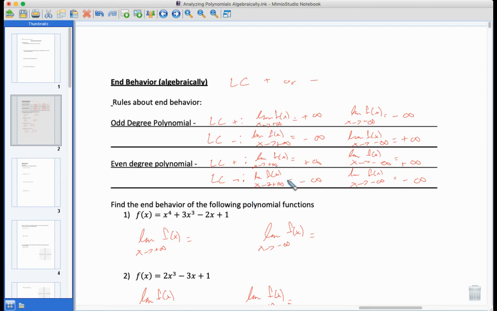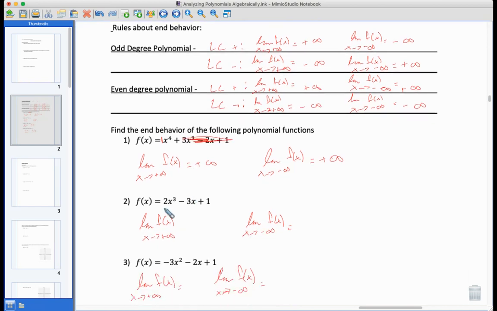Okay. So using these rules, we can very easily determine the end behavior of a polynomial without even knowing what the graph looks like. In this first one, f of x is x to the fourth plus 3x cubed minus 2x plus 1. We really don't even need to know what's going on over here. All I need to know is what the leading coefficient is. There isn't anything written, so I can assume that it's a positive 1, and I know that the degree is even. So if I remember my rules, the leading coefficient is positive and the degree is even, so I would expect the function to go towards positive infinity in both directions.